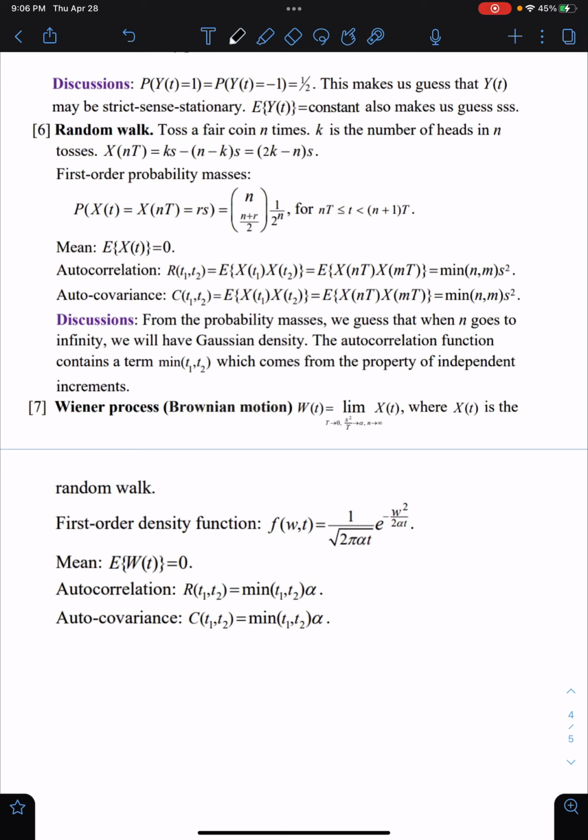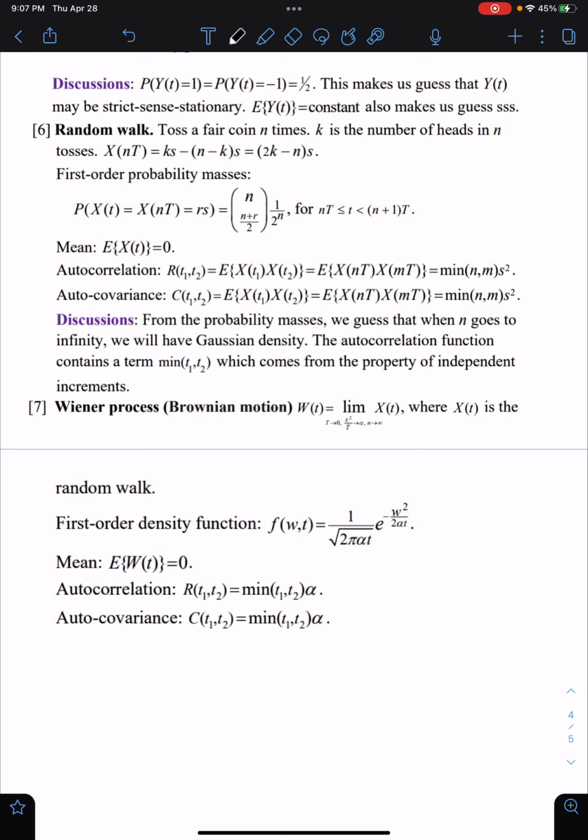And we are going to talk about the first order probability mass function. The probability of big Xn equals r s equals the combination of (n plus r) divided by 2 out of n, times 1 over 2 to the power of n. And the expectation of big Xn should equal 0 because it's a fair coin, and the autocorrelation equals the minimum of n and m times s square, and the autocovariance equals the minimum of n and m, multiplied by s square.